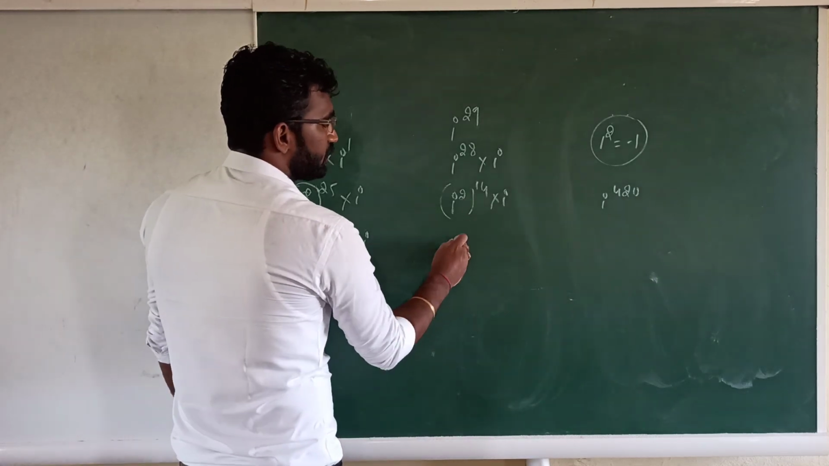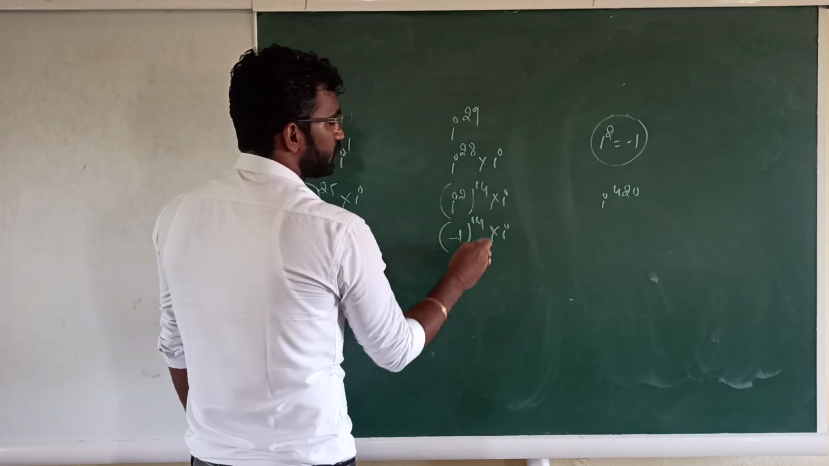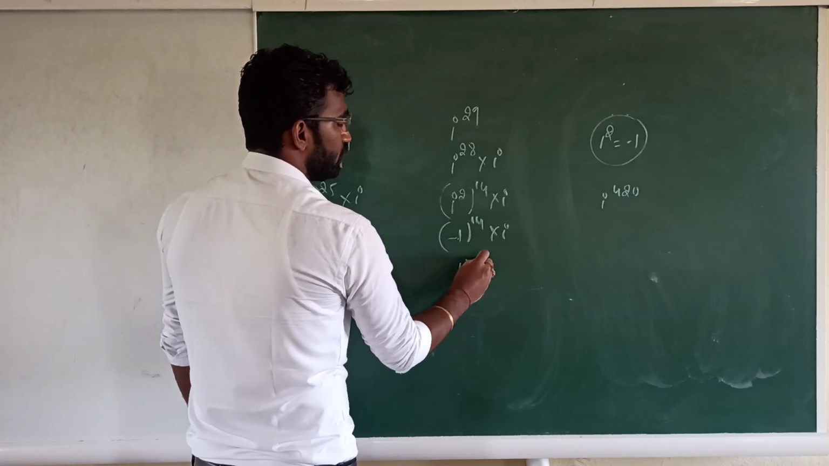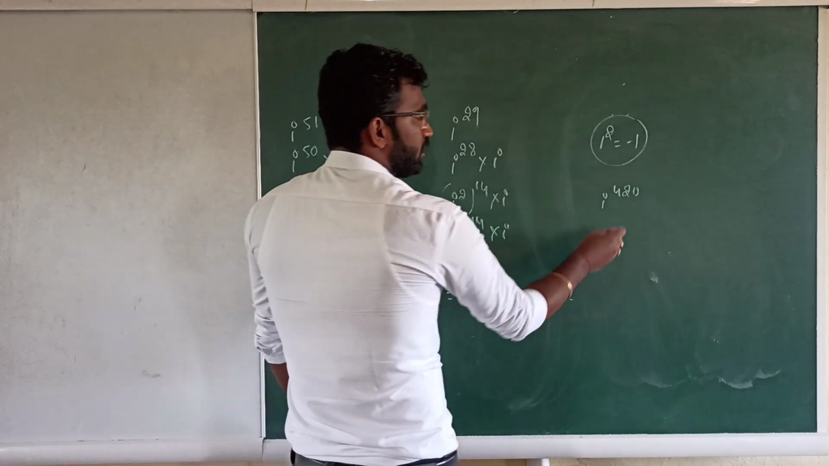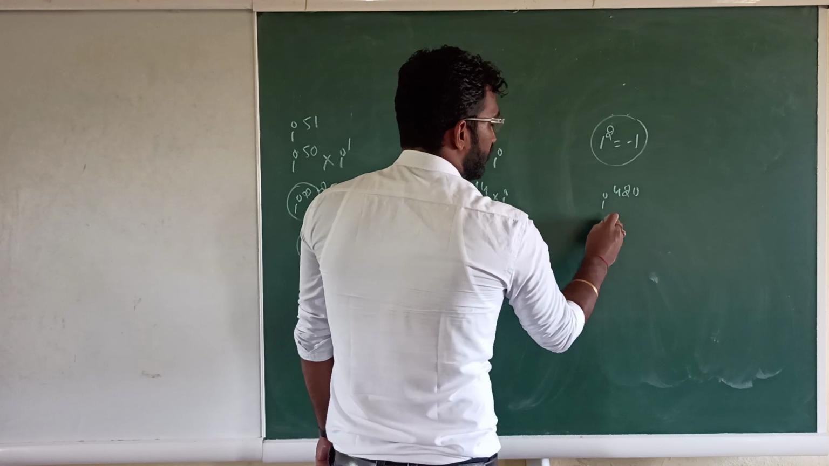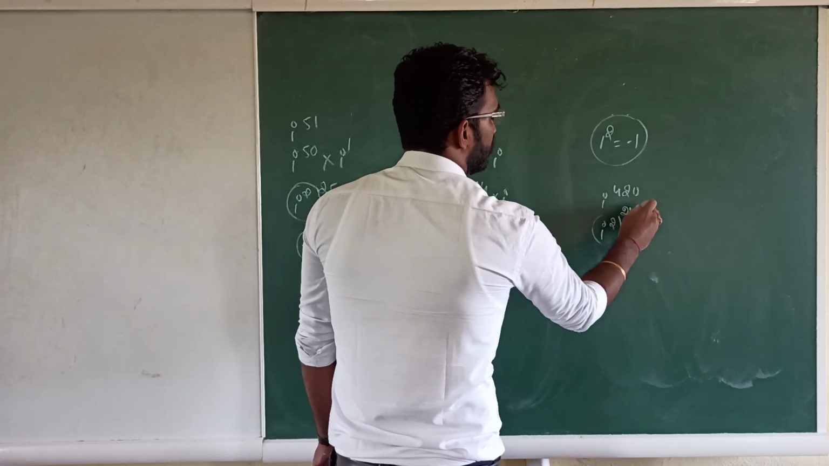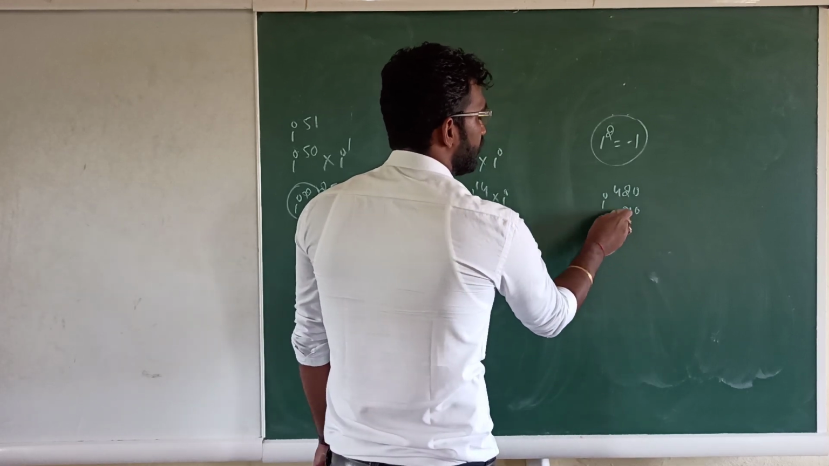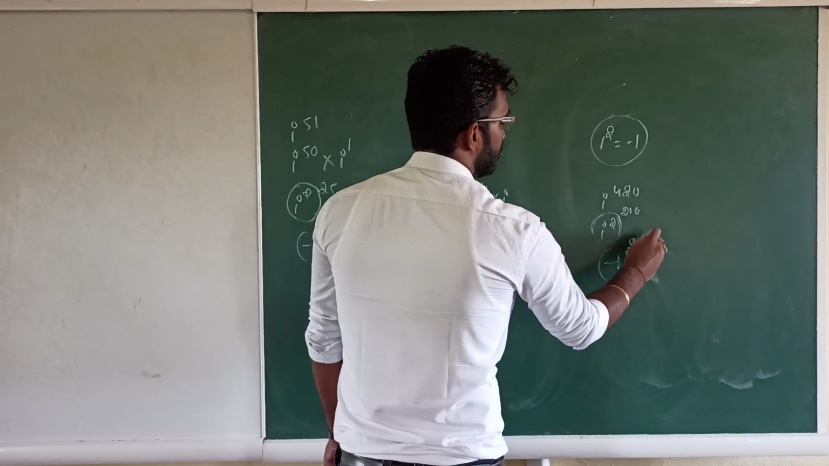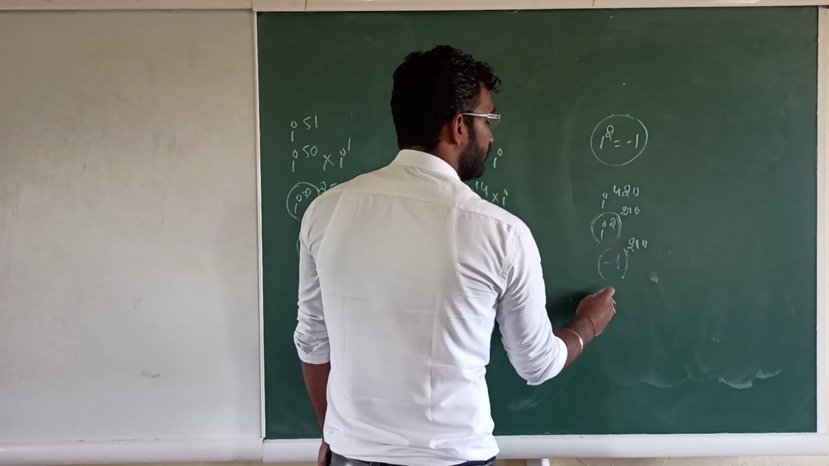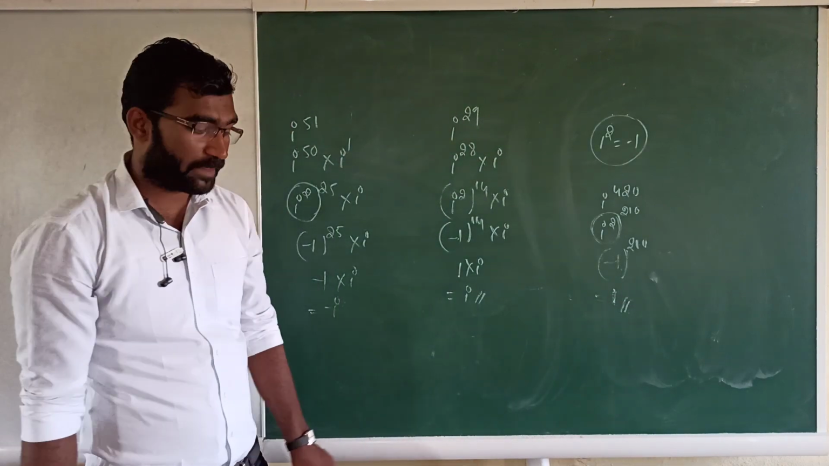Here i square means minus 1 raised to 14, into i. Therefore minus 1 raised to an even number is plus 1, into i. The answer is i. So next one is i raised to 420. How can we write it? i squared raised to 210. Therefore the i square value is minus 1 raised to 210, and minus 1 raised to an even number is plus 1. Therefore 1 is the answer, right?